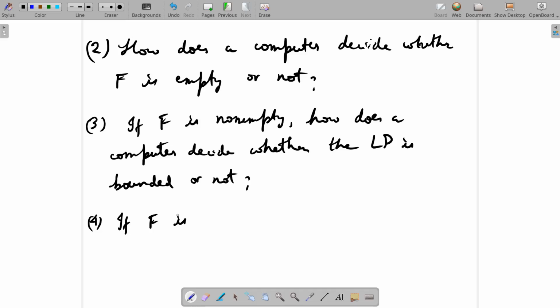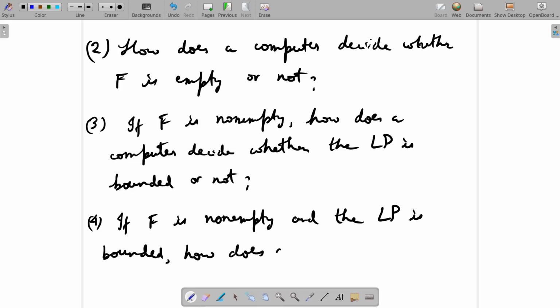And the first question is the one that is the most relevant. That's why we're keeping it to the very end. So if F is non-empty and the LP is bounded, meaning there is a definite answer to the question of what is an optimal solution, then how does a computer find an optimal solution? This, as you can guess, is the heart of the simplex algorithm. So we're building up towards that.